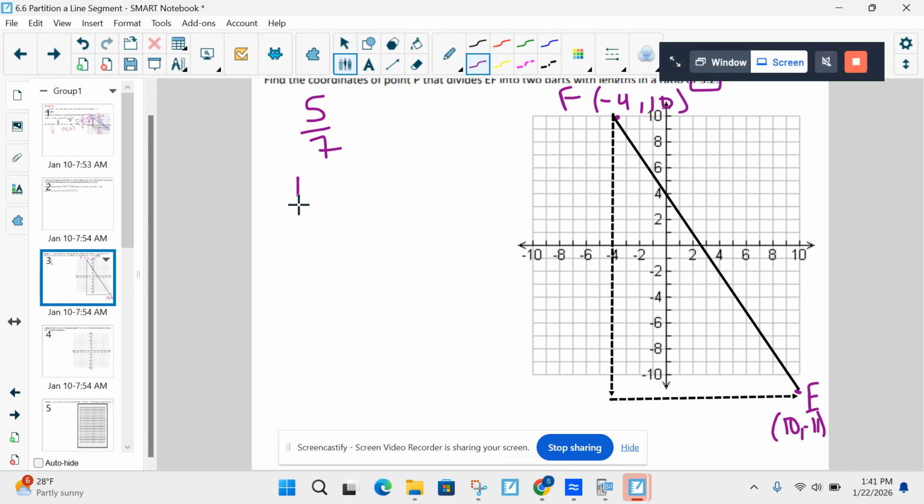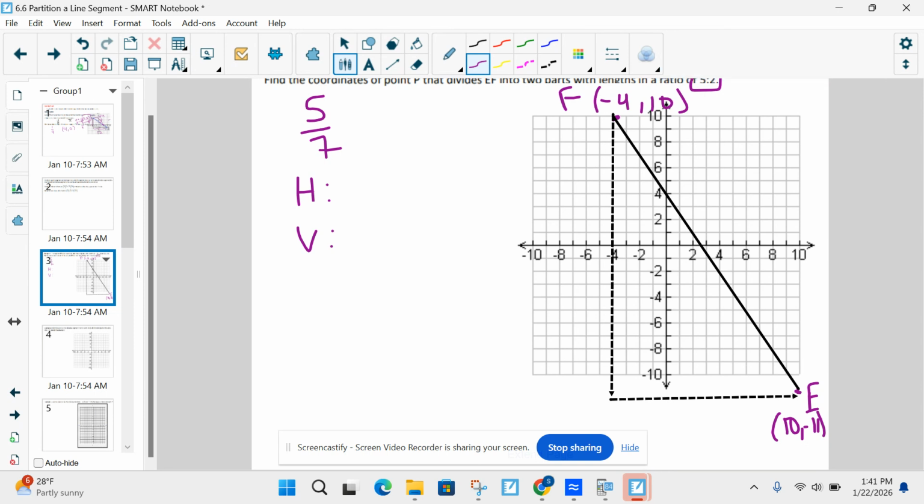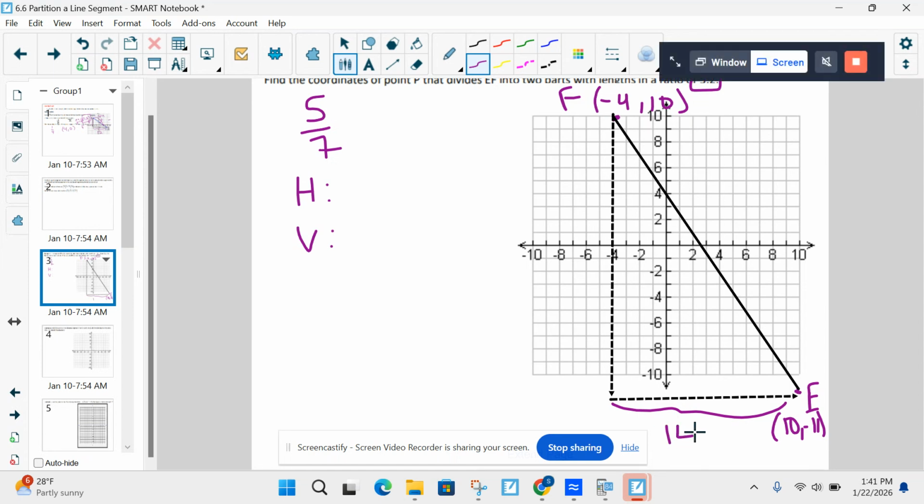Okay, I like to split this up into the horizontal part and the vertical part. So the horizontal part, first we're going to figure out how much horizontally the distance is from E to F. So you look at the x's, right? So 10 to negative 4. What's that distance? Hattie? 14. And phew, it's divisible by 7 because our fraction is 5/7. If it wasn't, that would mean that we would have to deal with fractions. So I'm going to find 5/7 of 14.